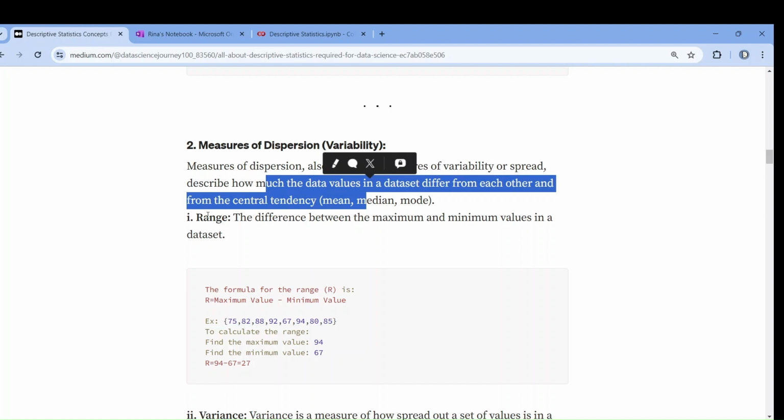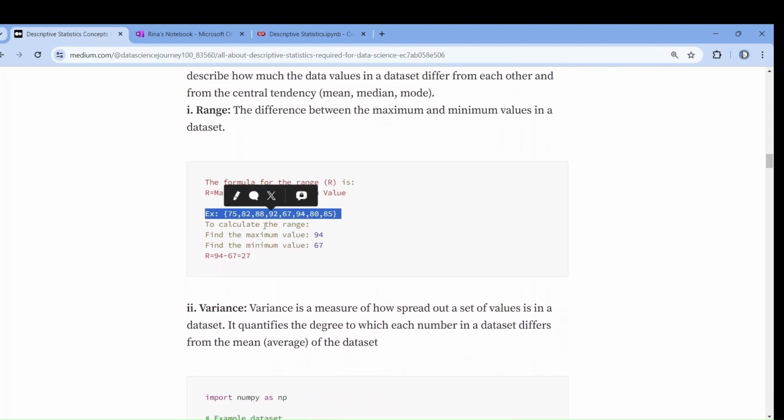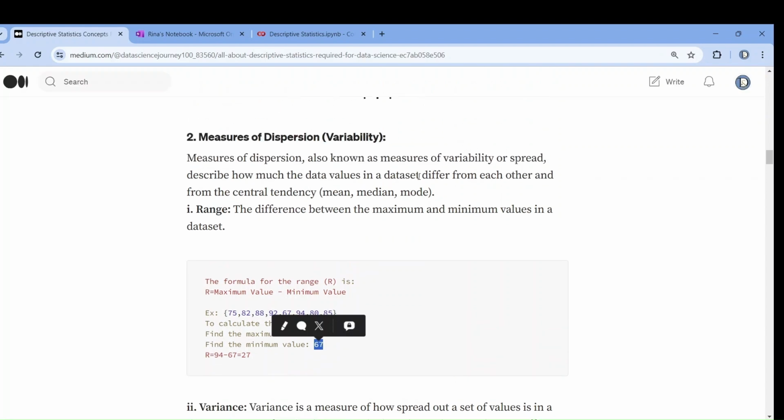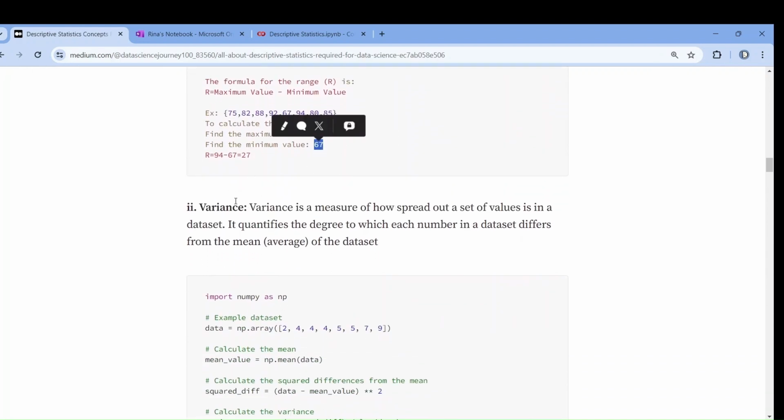First one is range. Range gives you the maximum value and the minimum value, and finds the difference between the maximum value and minimum value in a data set. Here see, you can see there is a data set. So first you have to find the maximum value, the minimum value, then the difference. That is what is known as range. So you can understand how much the data set is spread. Fine. Next one is variance.